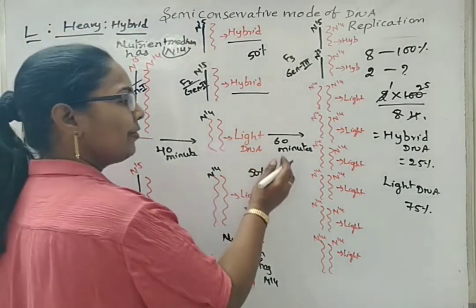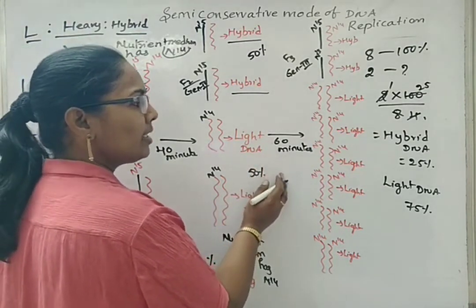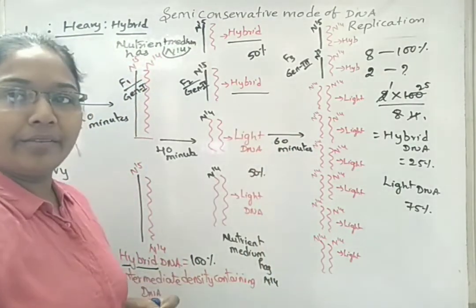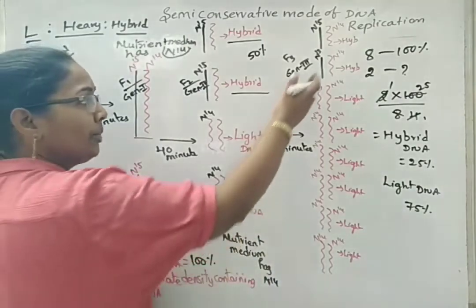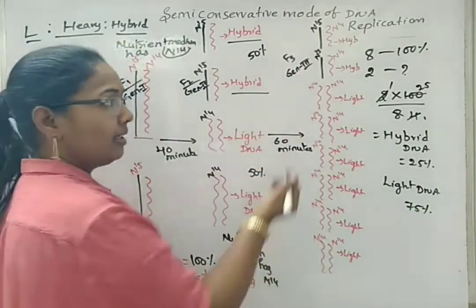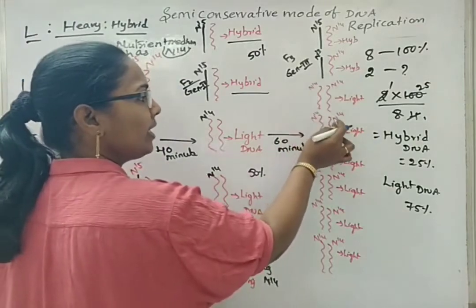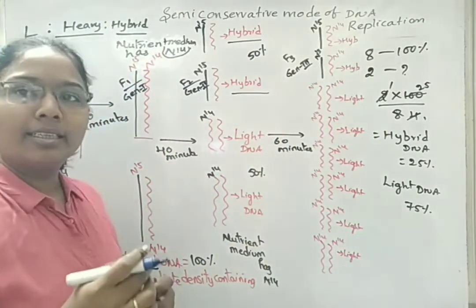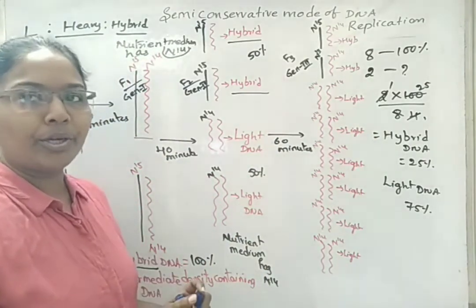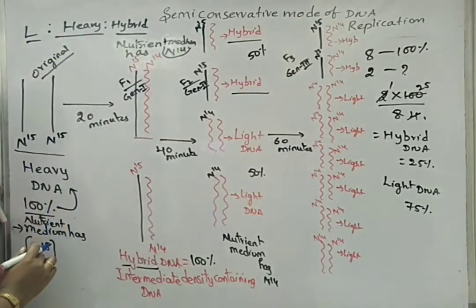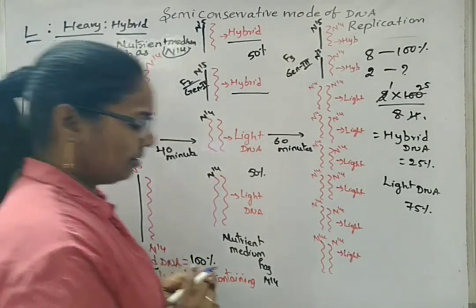After 60 minutes, if a question was asked, what is the percentage of heavy DNA? Or in generation 3, what is the percentage of heavy DNA? The answer is 0, because here there is no purely heavy DNA. This is hybrid, which has N15, N14. N14, N14 containing DNA strands are called light DNA. So there is no existence of heavy DNA after 20 minutes of time.